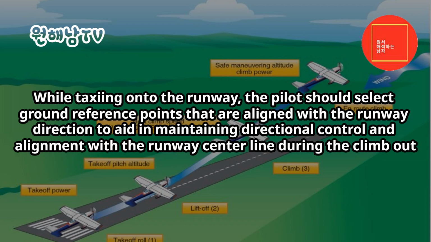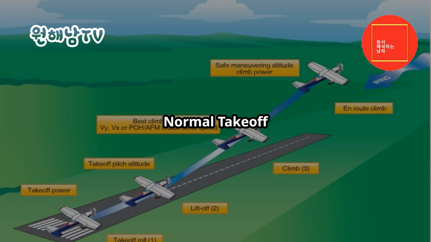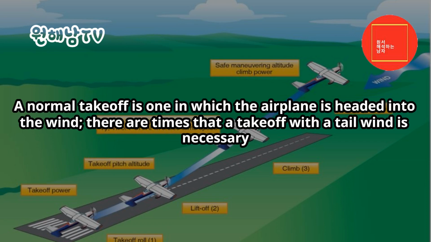While taxiing onto the runway, the pilot should select ground reference points that are aligned with the runway direction to aid in maintaining directional control and alignment with the runway centerline during the climb out. These may be runway centerline markings, runway lighting, distant trees, towers, buildings, or mountain peaks. Normal takeoff. A normal takeoff is one in which the airplane is headed into the wind. There are times that a takeoff with a tailwind is necessary.